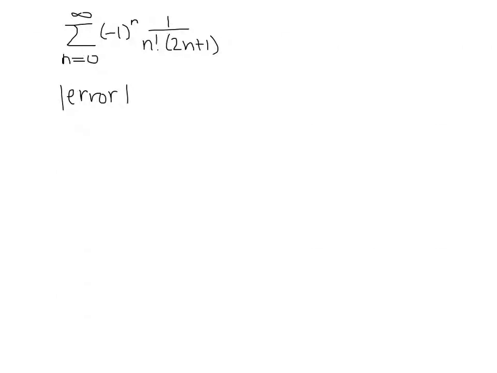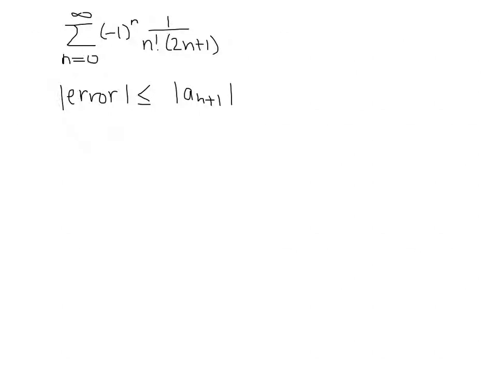Even though we can't find that sum exactly, we can still estimate it. So we have the sum from 0 to infinity of negative 1 to the n, 1 over n factorial times 2n plus 1. So we know from the alternating series test remainder that the absolute value of the error is less than or equal to the absolute value of the n plus first term.